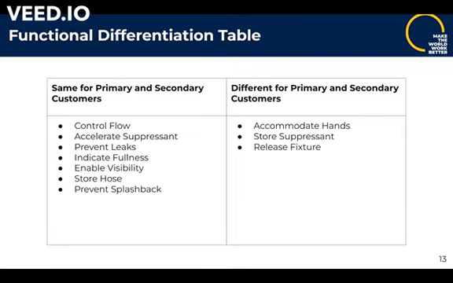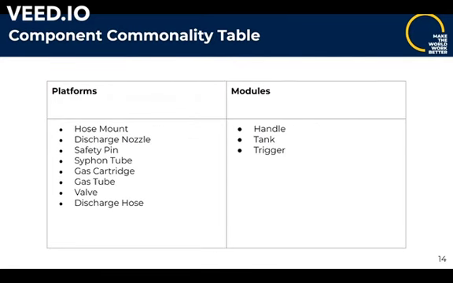The majority of our functions are the same for both our primary and secondary customers, as seen on the left side, while the only differences in the secondary design is that it is more accommodating for hands, releases differently from fixture, and stores less suppressant. Next, we created a component commonality table to find which parts can be made modular for different customer groups. In order to make this table, the function component mapping matrix and function differentiation table shown earlier were used. The 3 components we found that could be made modular are the handle, tank, and trigger.